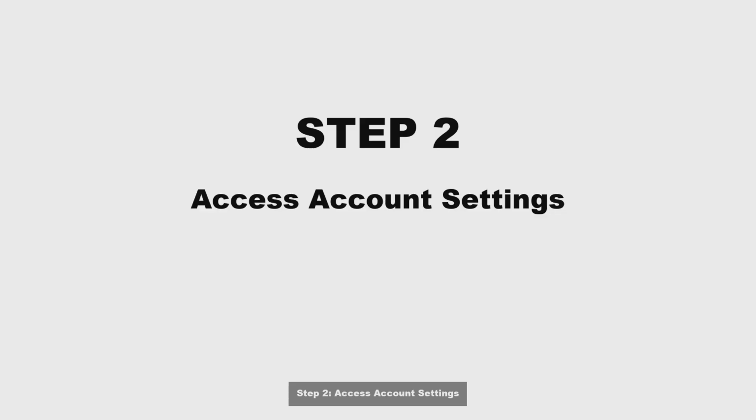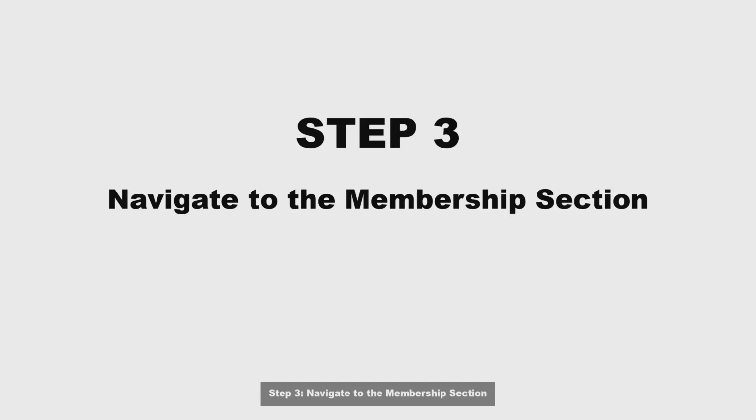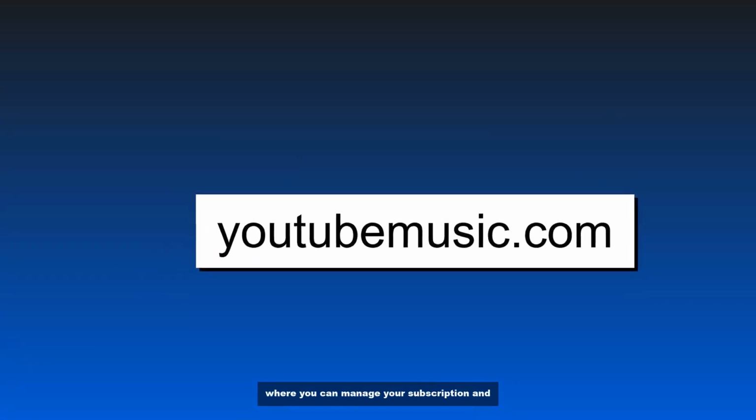Step 2. Access account settings. Click on your profile picture in the top right corner. From the drop-down menu, select Settings to access your account settings. Step 3. Navigate to the Membership section. In the Settings menu, look for the Membership or Premium section. This is where you can manage your subscription and account details.